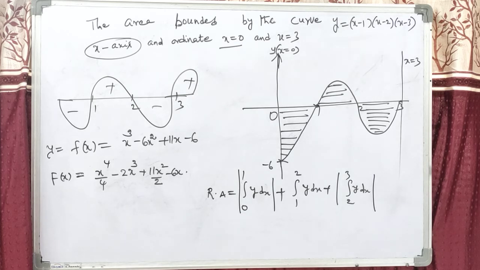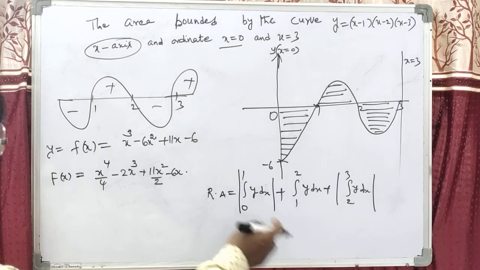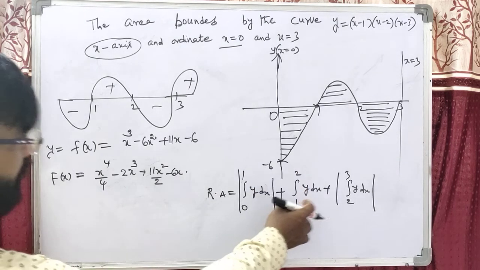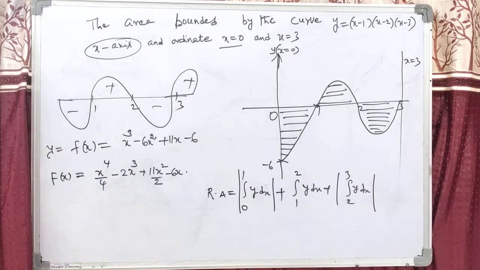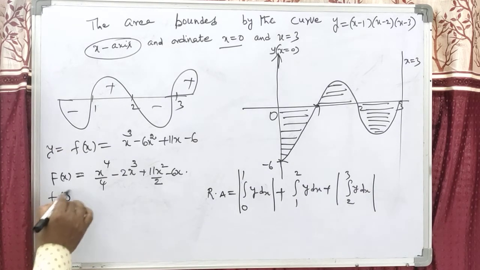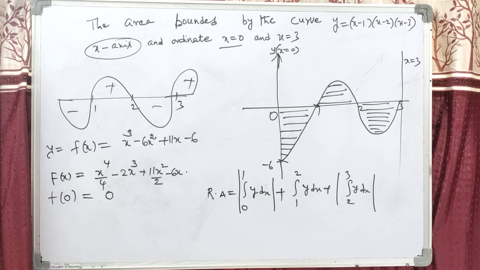Now we are substituting here. Dear students, first we are substituting f of 0, f of 1: f of 1 minus f of 0, f of 2 minus f of 1, f of 3 minus f of 2. First we can find the f of 0. Dear students, we got f of 0 is 0. Okay students, x power 4 by 4 minus 2x cube plus 11x square by 2 minus 6x.